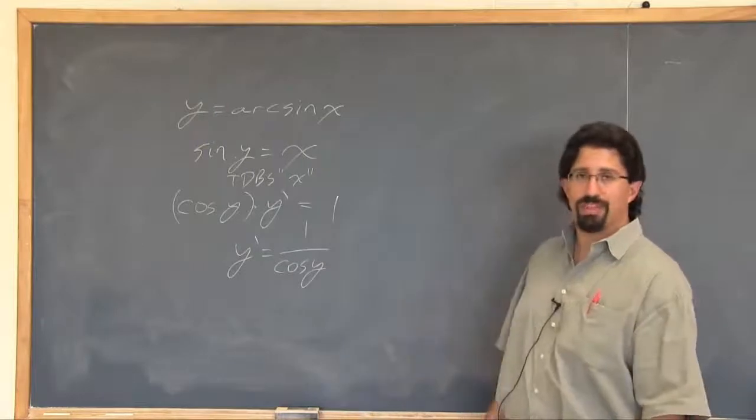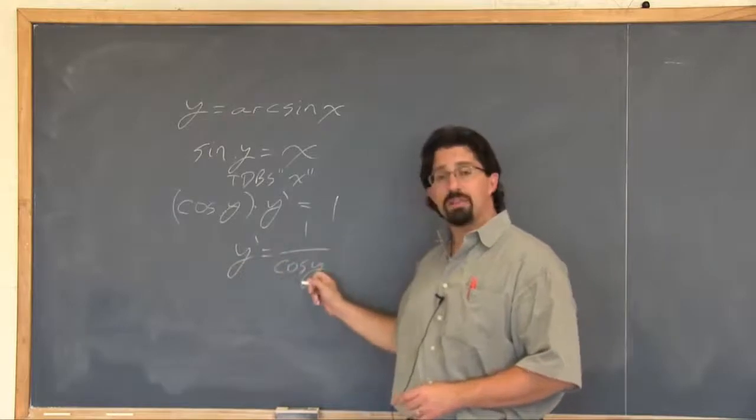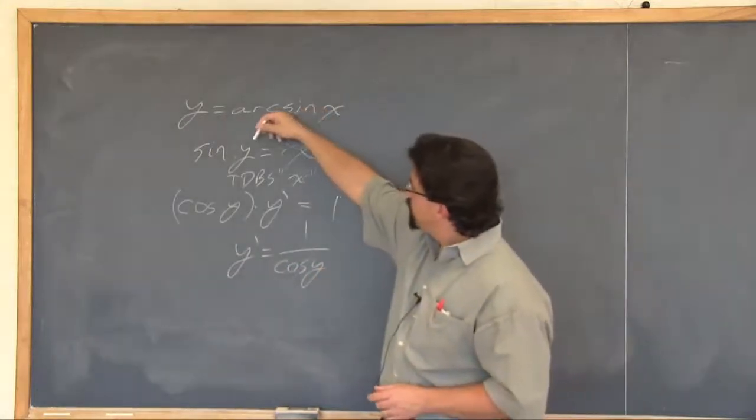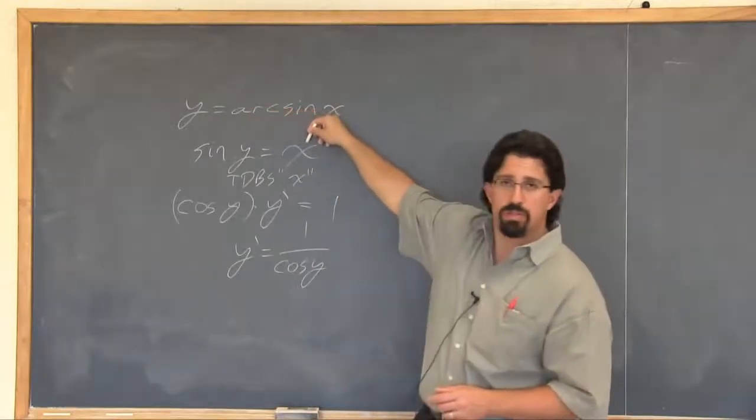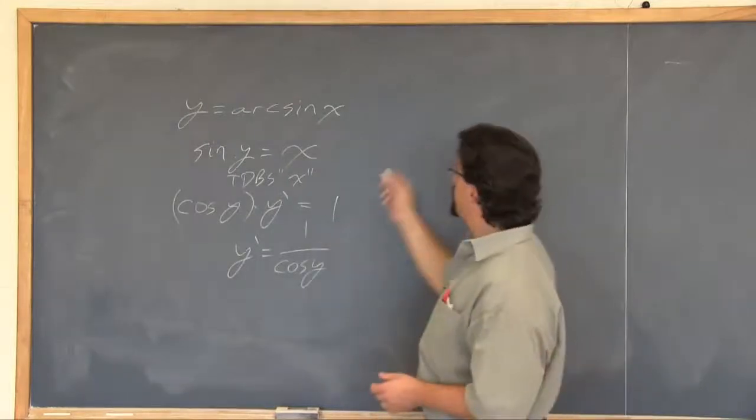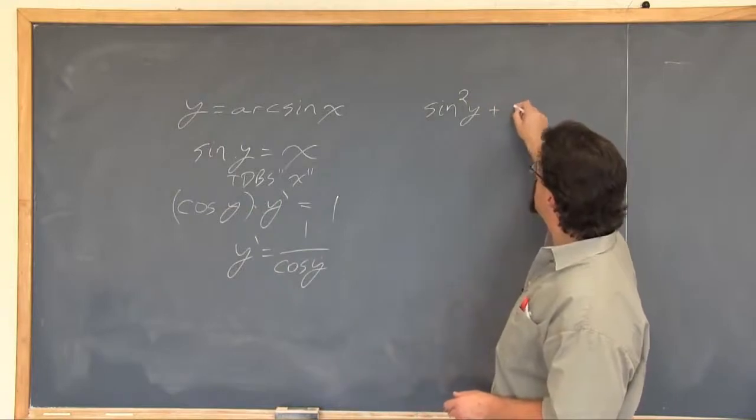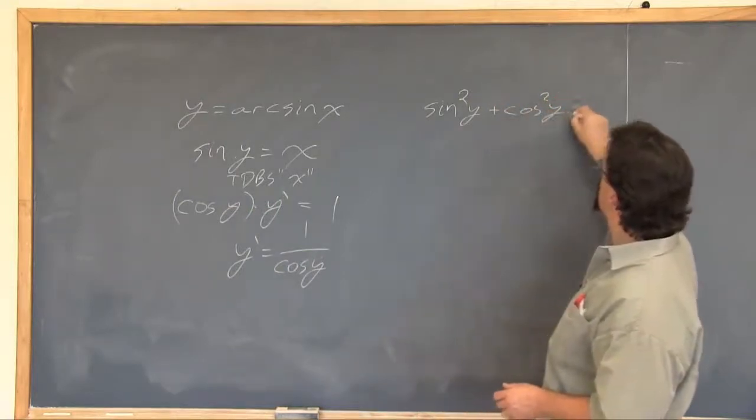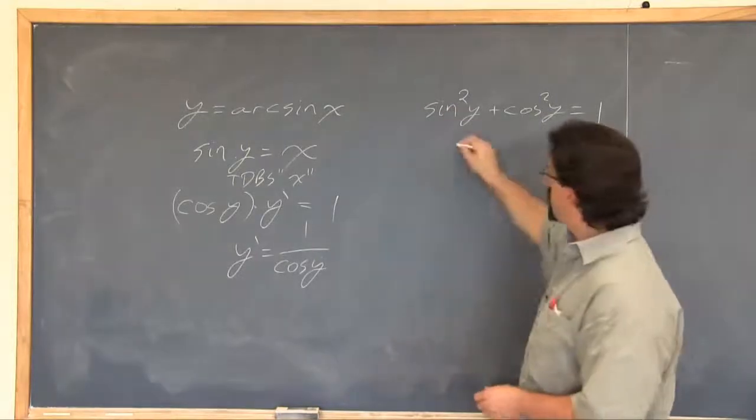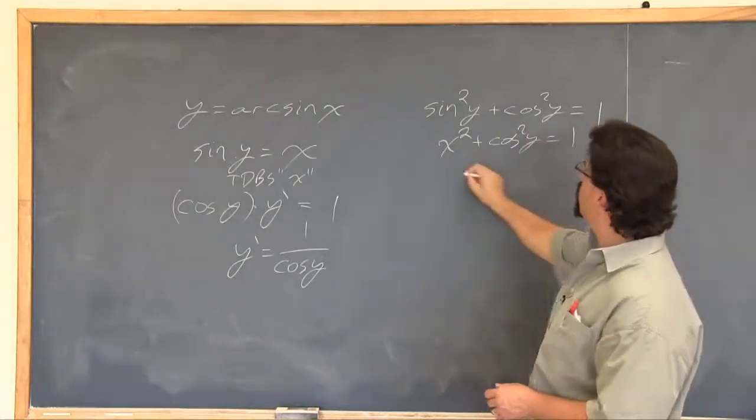I'd love to be able to leave it like this, but I can't. I want to be able to say what the derivative is with respect to x itself. So if sine of y is equal to x, what is cosine of y equal to? I've got a very nice equation that I absolutely ought to know. Sine squared y plus cos squared y is equal to 1. So sine is equal to x. That gives me x squared plus cos squared y is equal to 1.